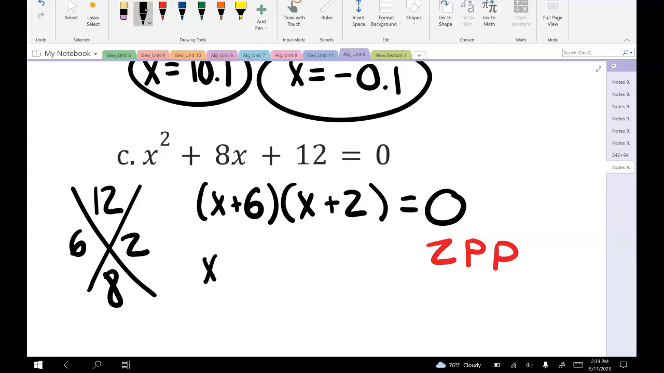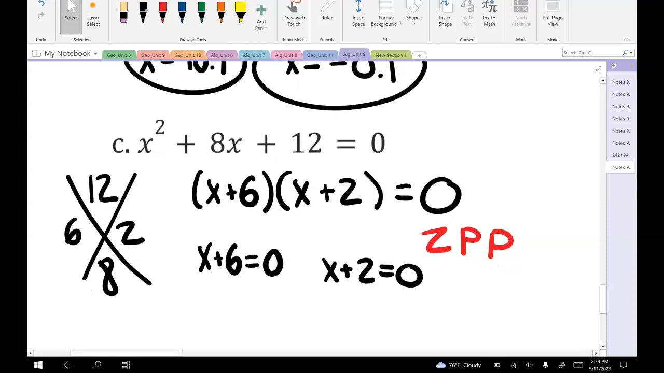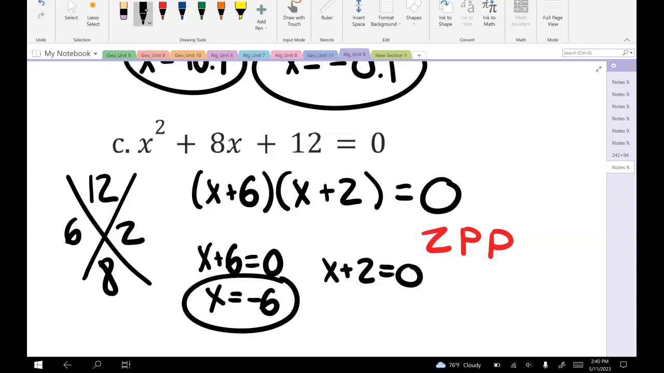So we say x plus 6 is equal to 0, x plus 2 is equal to 0. So we can subtract 6 from both sides. So one of our answers is x is equal to negative 6. Other answer, we subtract 2 from both sides. So x is equal to negative 2.